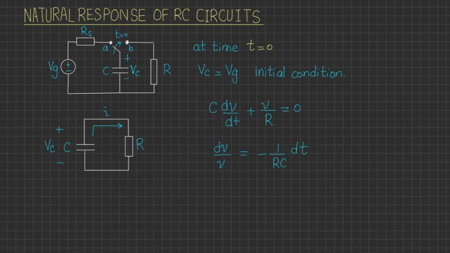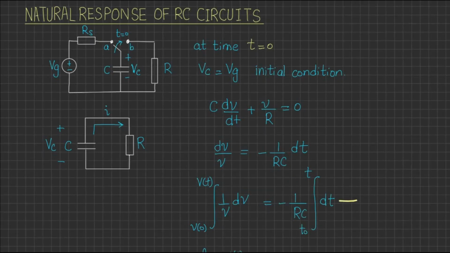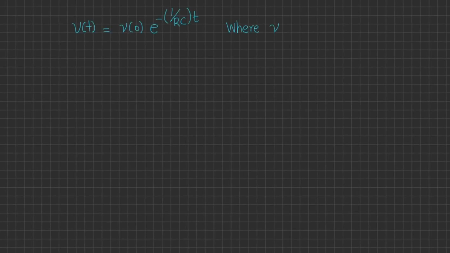We aim to find the capacitor voltage as a function of time after the switch has been moved to position B at time t equal to 0. By integrating both sides, where V0 is the initial capacitor voltage at time t equal to 0, and solving for the integral, we get the following. Based on the definition of natural logarithm, the logarithmic term can be converted into an exponential form as shown. The resulting expression gives the capacitor voltage at any time greater than 0.